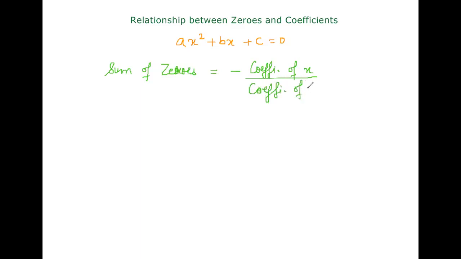x squared. And here you can see the coefficient of x is equal to b. So it will be negative of b divided by the coefficient of x squared, which was a. So the sum of zeros is equal to negative of b upon a.